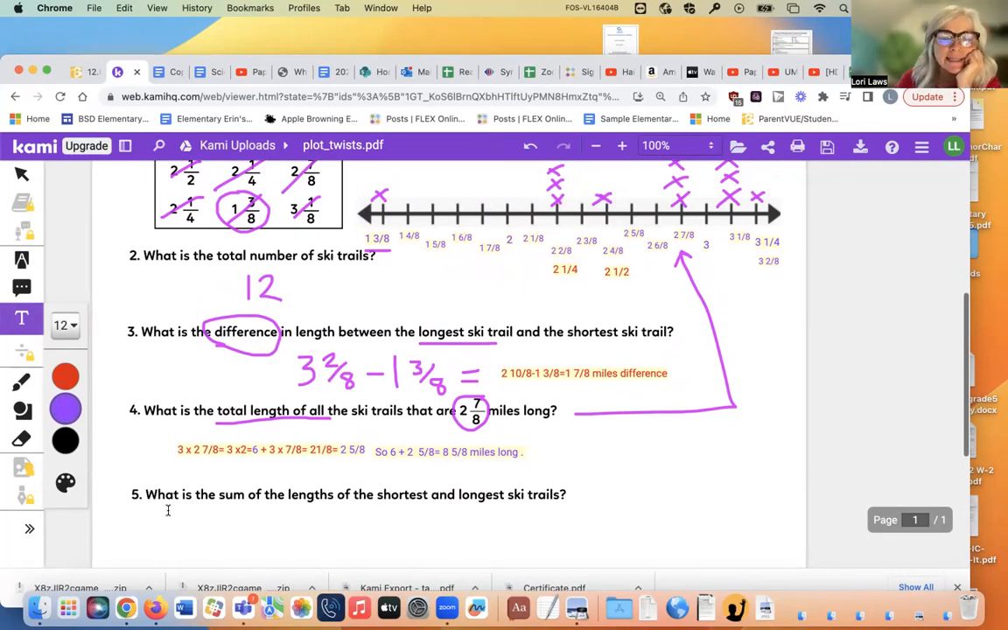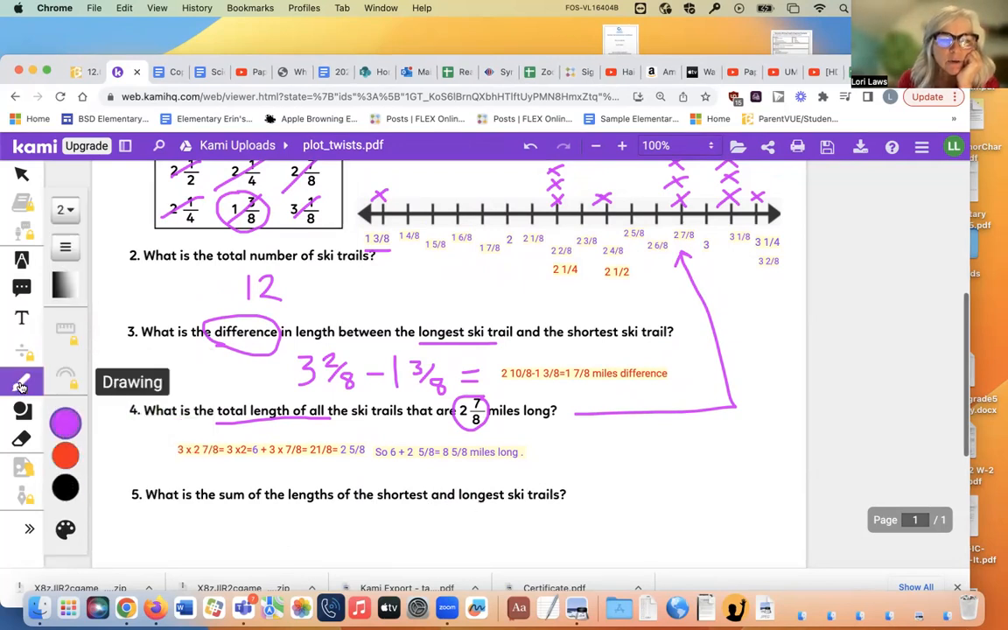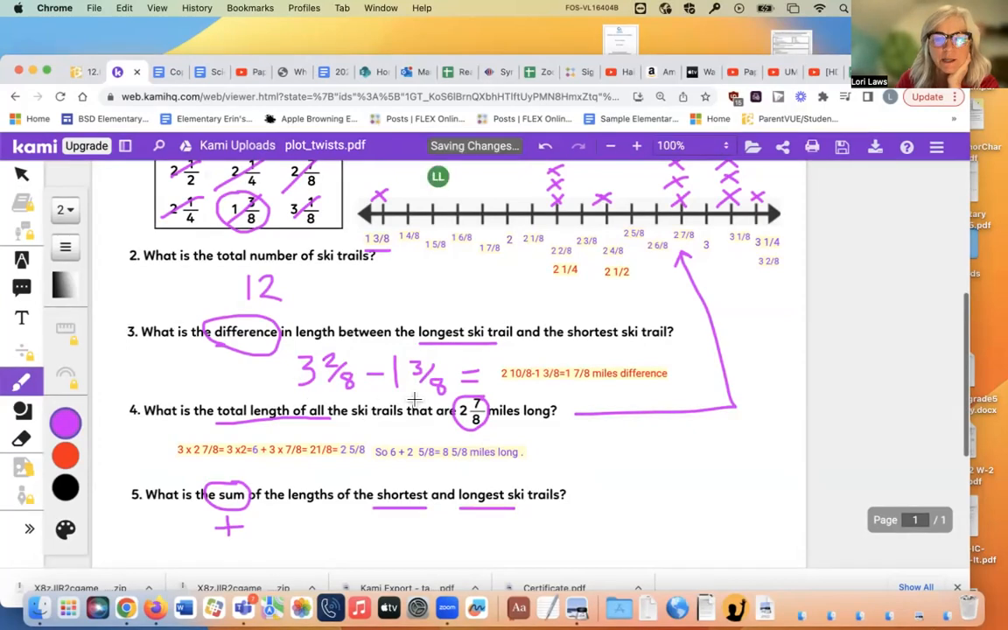All right, what is the sum of the lengths of the shortest and the longest ski trail? So I'm paying attention to this word sum. What does a sum mean? What are you going to do? You're going to add it together, the shortest and the longest. We did the difference before with the shortest and longest. Now we're going to add them together.